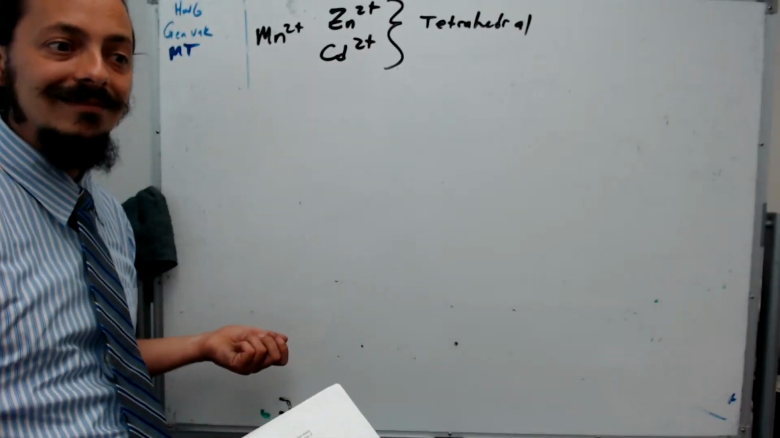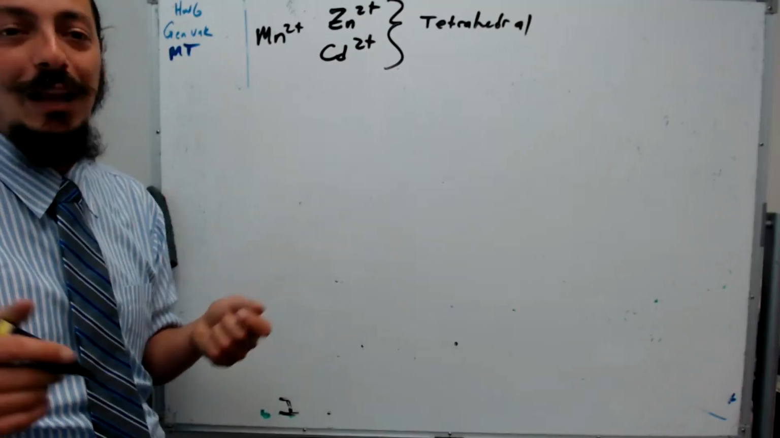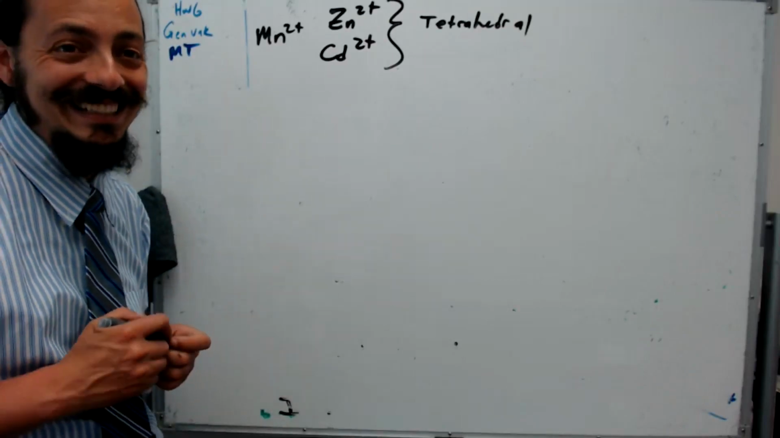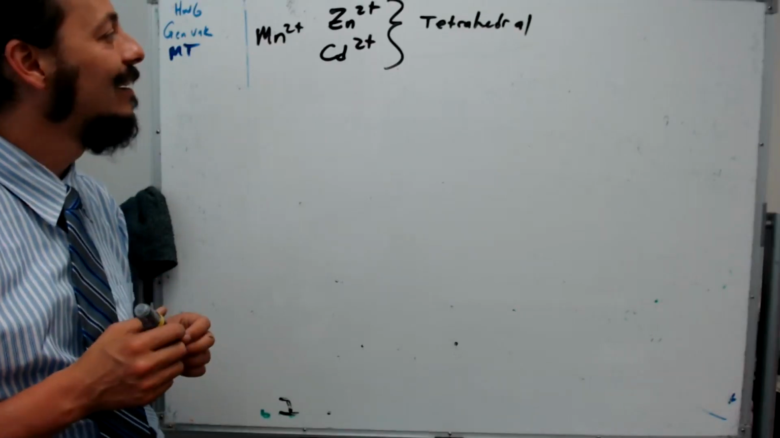Why? Why are you looking at me? Oh, I don't know, because you're the only one looking at me. Everyone else is writing things down. Isn't it because of the valence electrons?